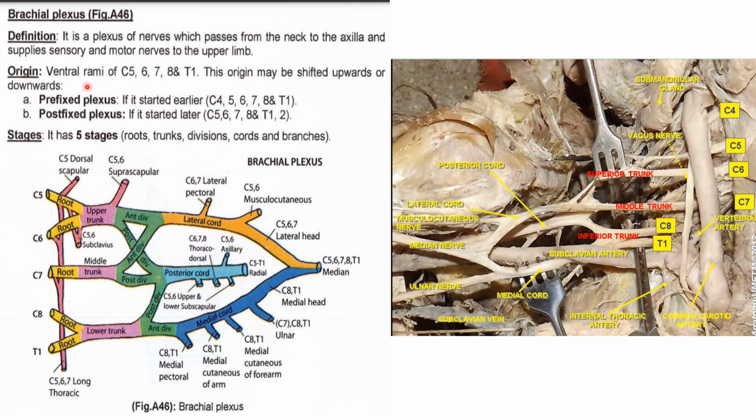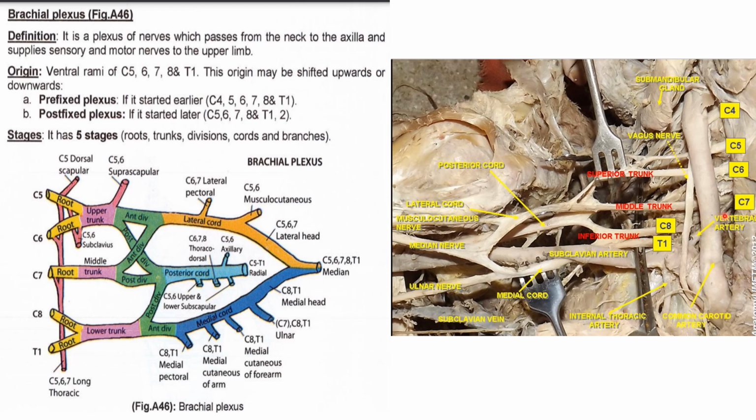All right. Then we have the origin. I hope you know what is ventral ramus. So it's coming from the ventral rami of C5, 6, 7, 8, and T1. All right. And the origin may be shifted upwards or downwards. If it's shifted upwards, it's a prefixed plexus, so that means starting earlier. That is C4, 5, 6, 7, 8, and T1. Okay. This is how it is.